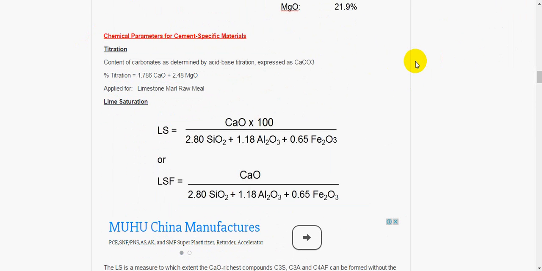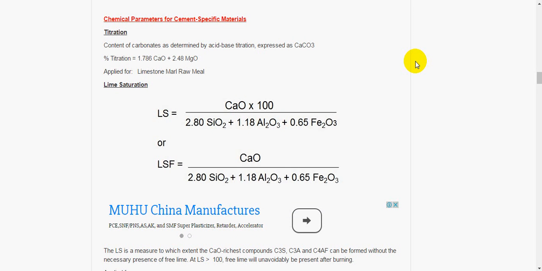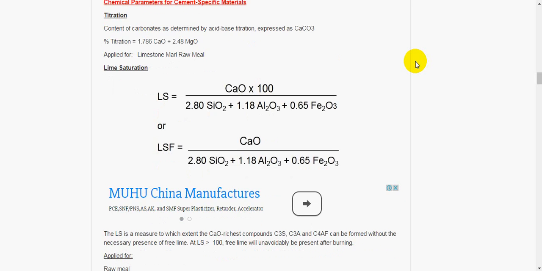Chemical parameters for cement-specific materials. Titration: quantity of carbonates as determined by acid-base titration, expressed as CaCO3. % titration equals 1.786 CaO plus 2.48 MgO. Applied for limestone and marl. Lime saturation.